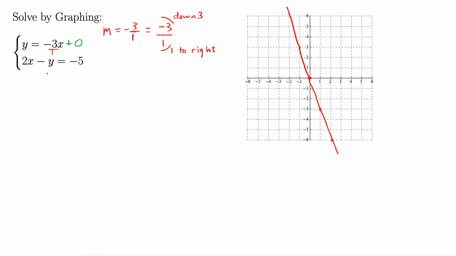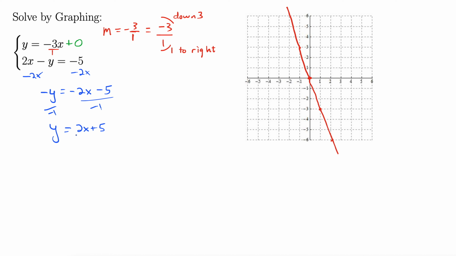Now let's look at the second equation. Here we need to solve this thing for y. So let's subtract off the 2x from both sides. What I'm doing is getting it in y equals mx plus b form, also known as slope-intercept form. So negative y equals negative 2x minus 5. And now we divide everything by negative 1 to get y equals 2x plus 5.